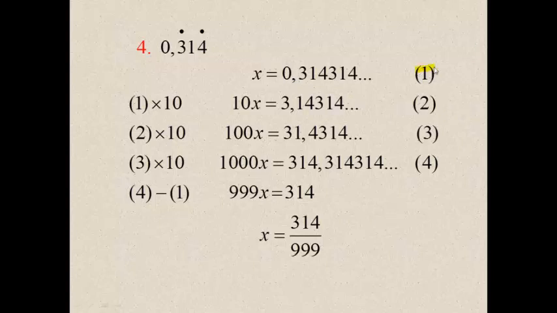Nonetheless, I had equation 1 multiplied by 10 gave me equation number 2. Multiplied by 10 again, equation number 3. Multiplied by 10 again, equation number 4. Equation 4 minus equation 1 gave me the linear equation, and I solve for x.